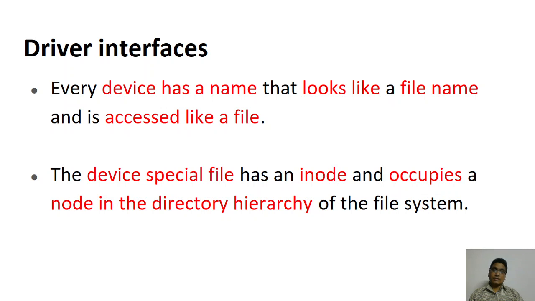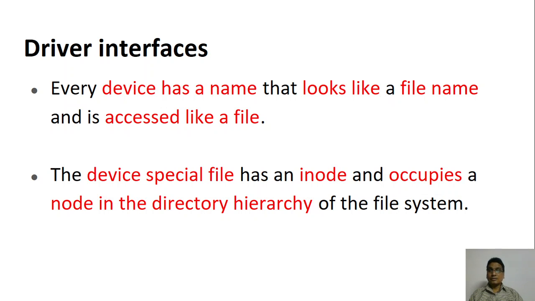Now we know that in the Unix file system, every device is represented in the form of a file, and it is generally accessed like a file. So whether it is a keyboard, a disk, a mouse, or a terminal, everything is represented in the form of a file. And if you want to interact with any of the devices, we are actually interacting with the file.